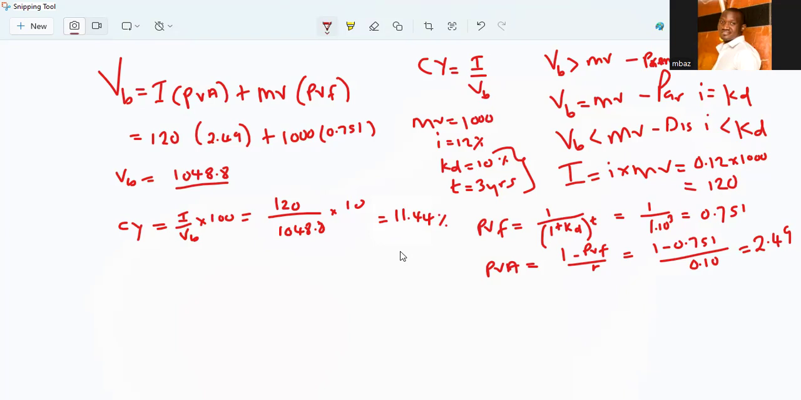What did I say the current yield is? Current yield is the actual investment or return that investors expect. It is the financial term that we use to express the annual income or interest earned from an investment in a bond. So it is expressed as a percentage.